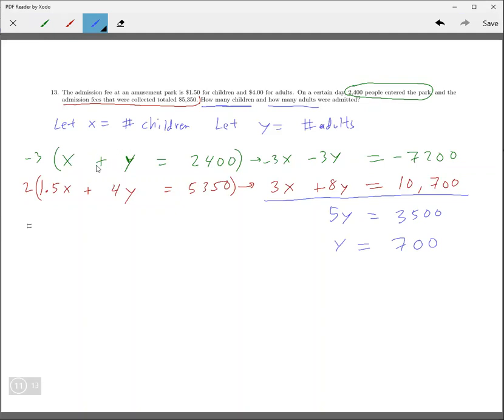Now, let's come back to here. So X plus 700 is going to be 2,400. So I'm going to plug this 700 into here because this is the easier of the two equations. So X is going to be 1,700. So 1,700 children and 700 adults.